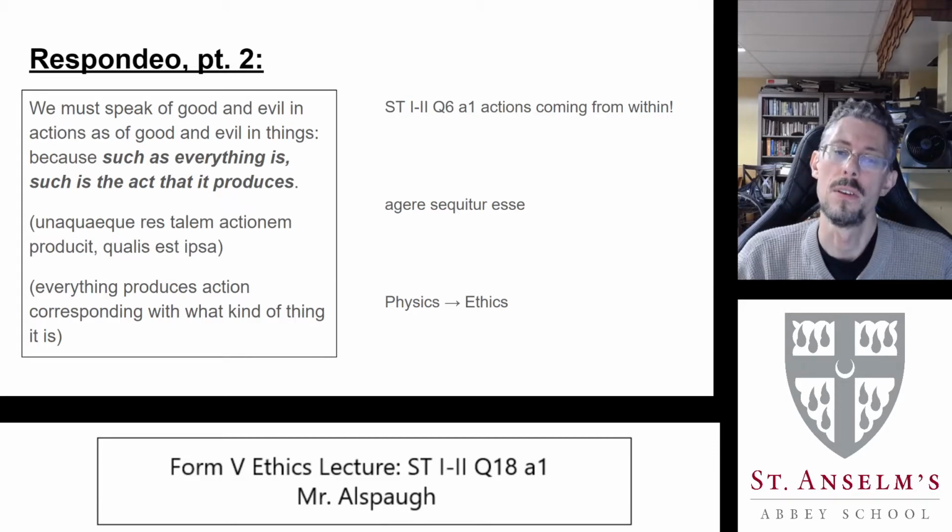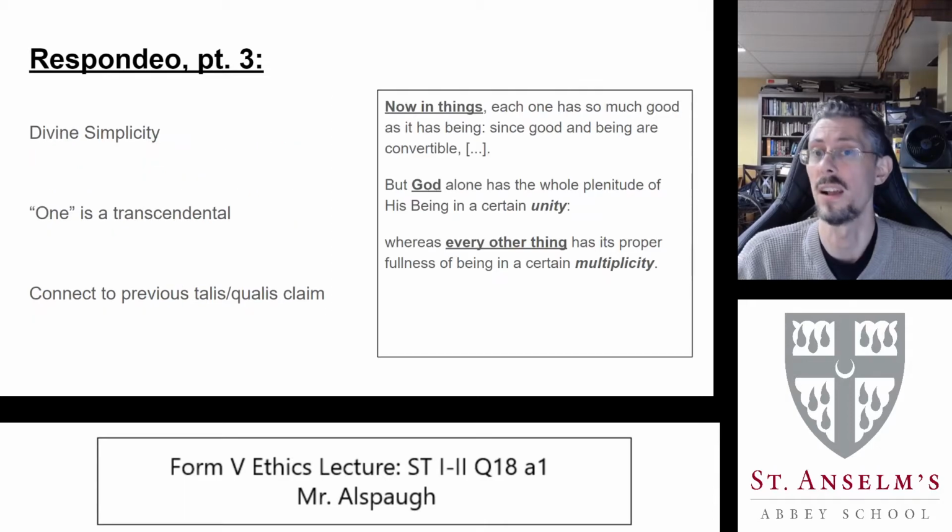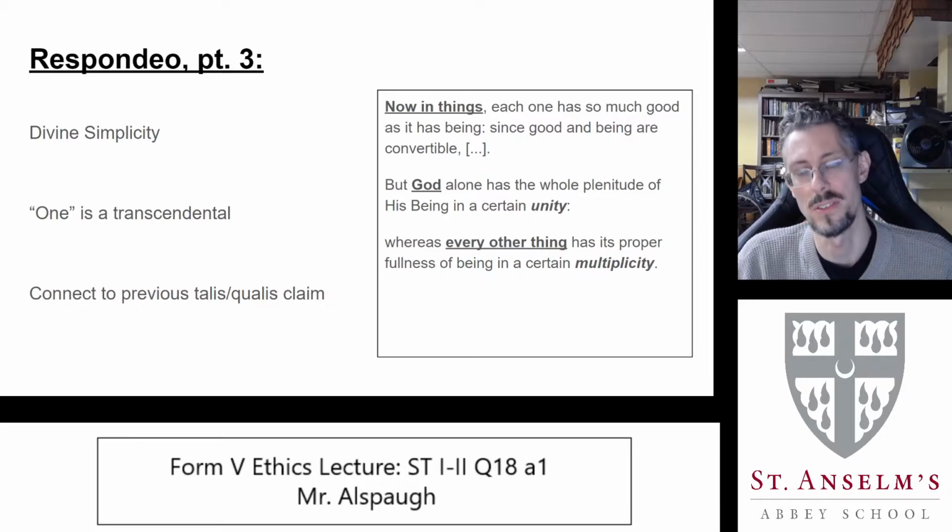Now, given that this is true, or if this is true, then everything that follows just has to be a treatment of good and evil in things. And that's exactly what we get. So now we're looking at the formatted text at the center of the Respondeo. Now in things, each one has so much good as it has being, since good and being are convertible. No surprise there. We've seen this one many times this year.